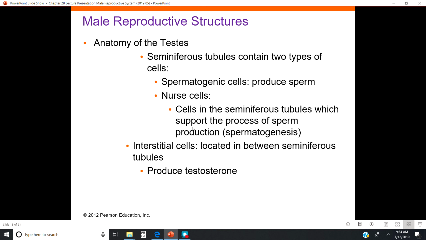At the end of this chapter, we'll go back to looking at the seminiferous tubules, and we'll talk about how they produce the sperm cells. Okay, so that concludes this lesson on the scrotum and the testes.